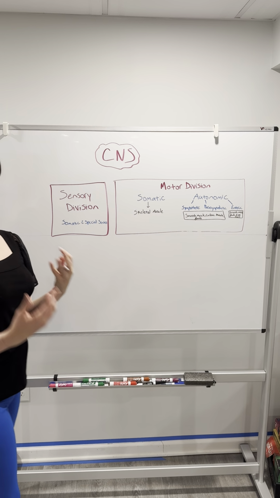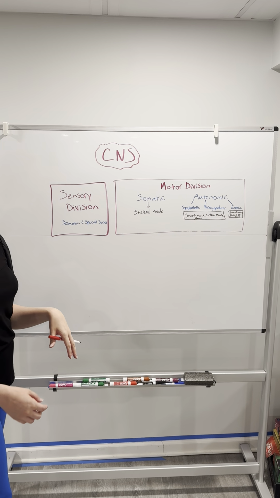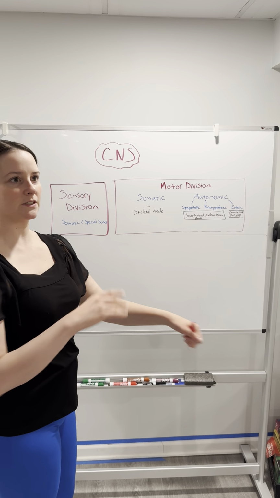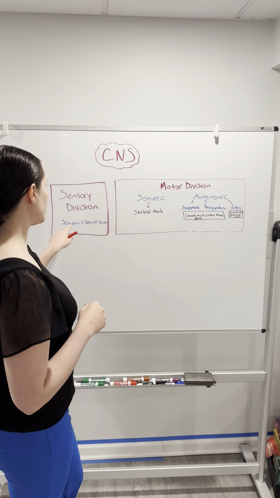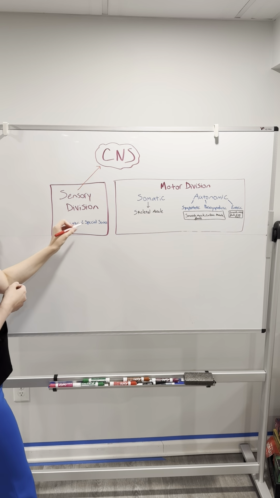So somatic would be information we get from our muscles, okay? So if somebody grabs us, right? It causes a stretch in the muscle, okay? That would send information to the central nervous system. So this gets sent to the central nervous system, okay? Information from both the somatic and the special senses.